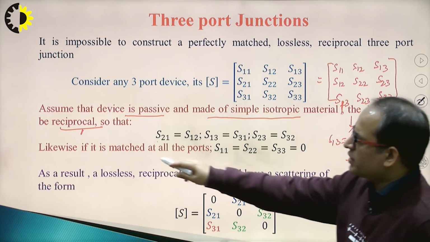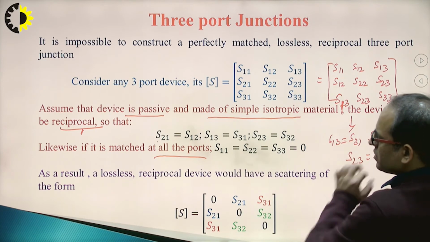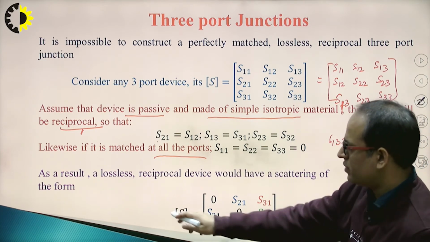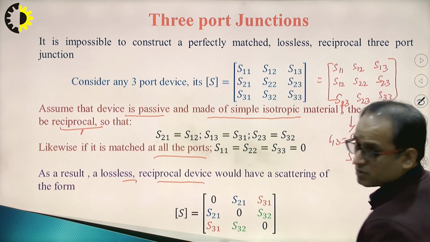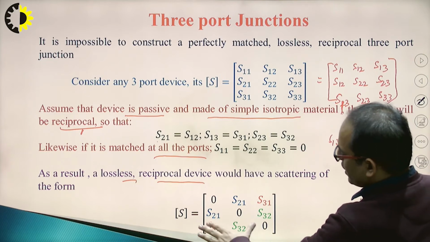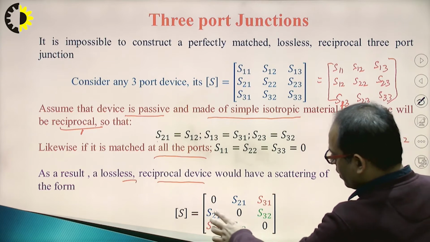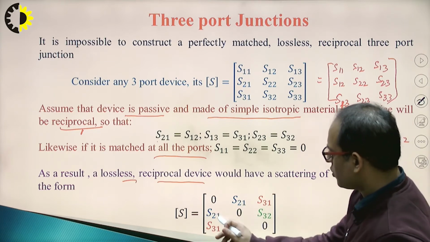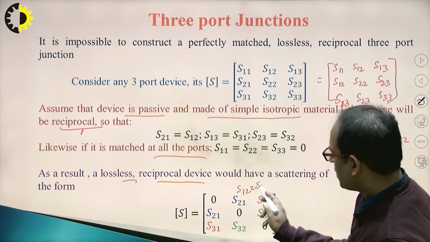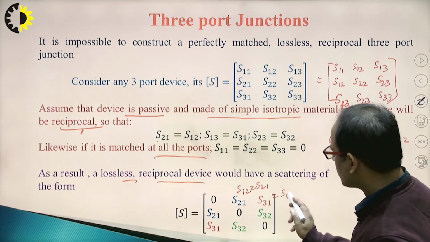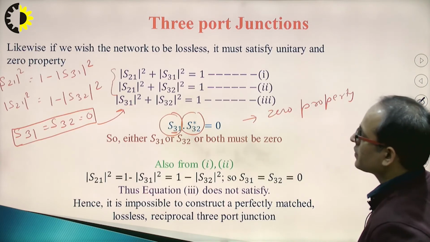Now, likewise, if I say all ports are matched, then S11, S22 and S33 will be equal to 0. That's why, as a result, for lossless reciprocal devices the scattering matrix will have S11 equal to 0, S22 equal to 0, S33 equal to 0, S21 equal to S12, S13 equal to S31, and S32 equal to S23. Clear?